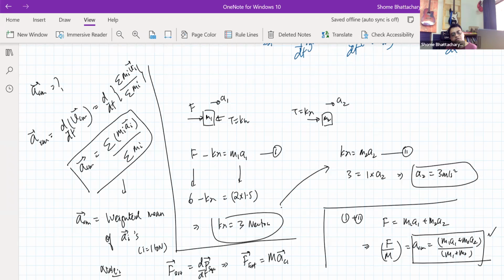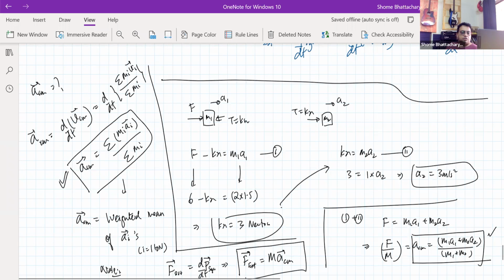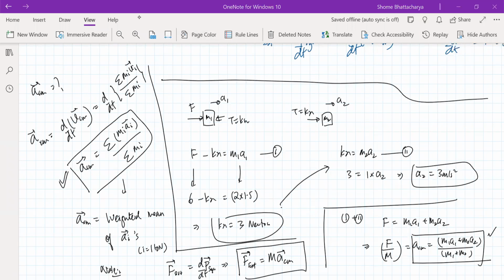So for solving this question, I could have used either of these definitions. This one to find out A2, or I could have found out from individual FBDs like I've done above. So hope this gives you a good starting point to understand about dynamics of system of particles.